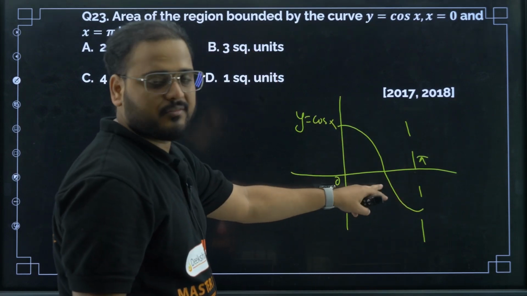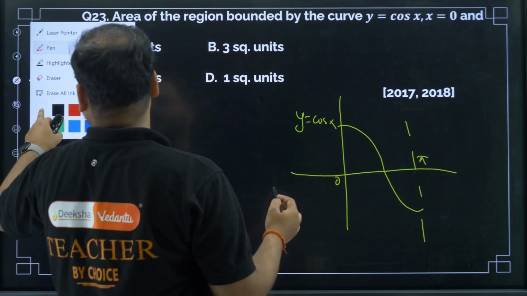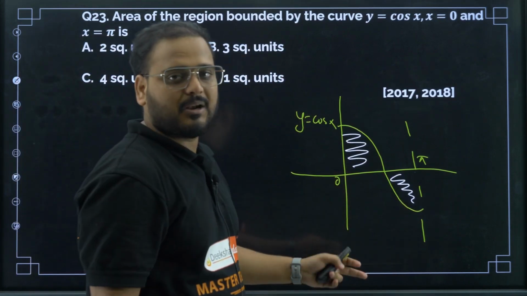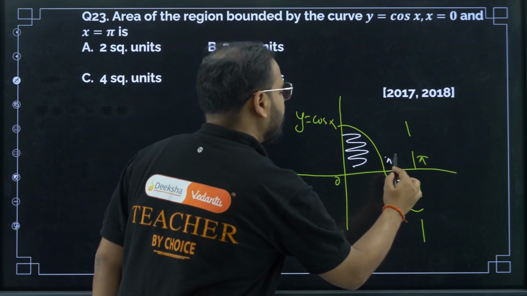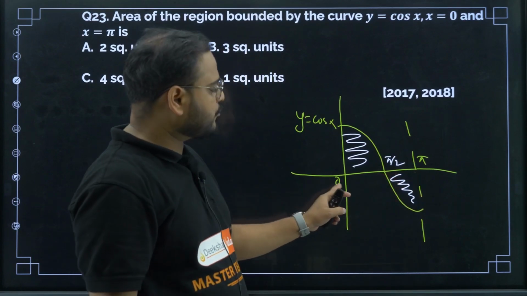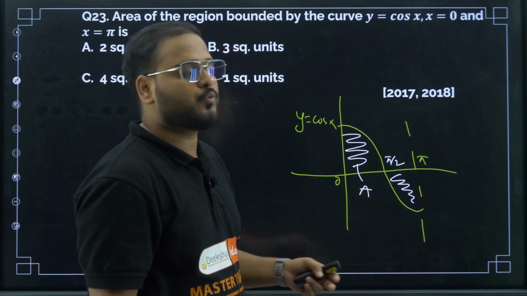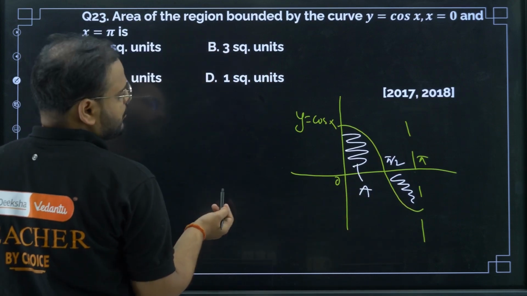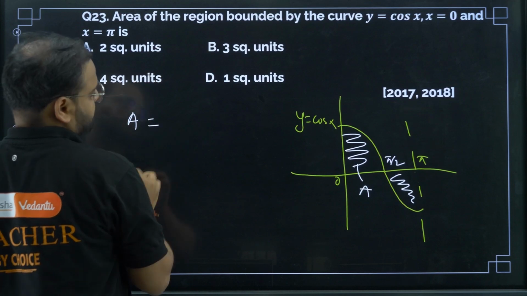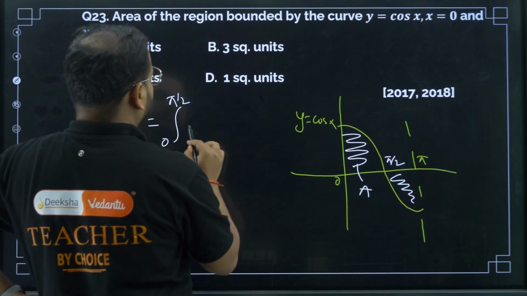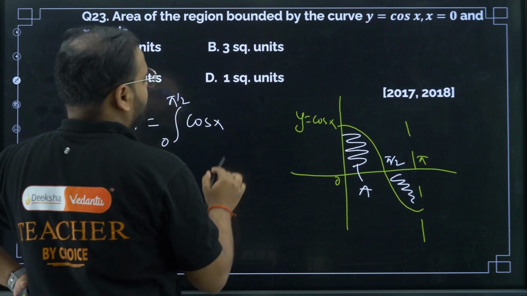You can see there is a symmetry. This whole area is this, both the areas are same, no? I can find one of the areas and multiply with 2. What is this point? This point is pi by 2. So find the area from 0 to pi by 2. Take this as area A, and to get the required area, multiply it with 2. So how will I write area A? So I'll write area A as 0 to what limit? Pi by 2. What's the function, sir? Cos x, cos x dx.